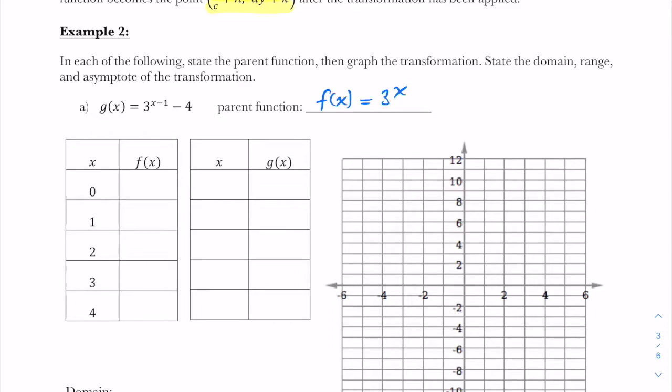Then, looking at the transformation, we see that we have an a value of 1, a c value of 1, an h value of 1, and a k value of negative 4. Let's first create the points of the parent function. So I'll just evaluate the y values. 3 to the exponent 0 is 1, 3 to the exponent 1 is 3, etc., etc.